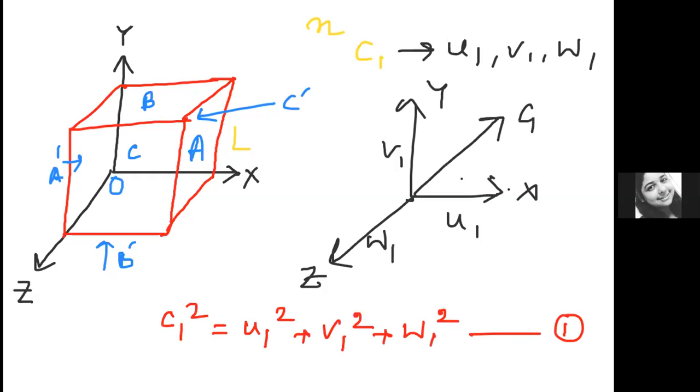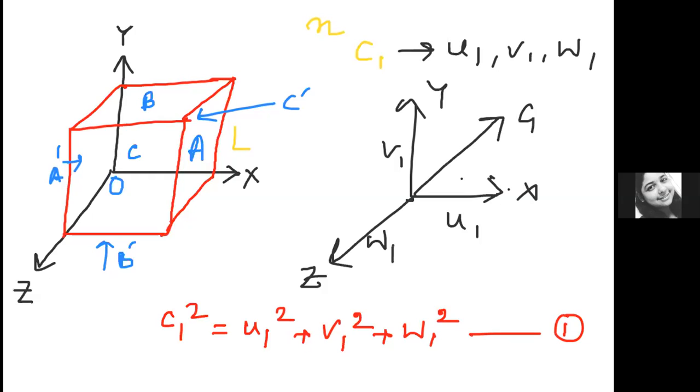So what have I done? I have taken a hollow cubical vessel of side L, and this vessel has perfectly elastic walls, and it has a large number of molecules, of which I have considered only one molecule having velocity C1. And this C1 can be resolved into three rectangular components, that is U1, V1 and W1 respectively along the X, Y and Z axes, and I get this very expression.